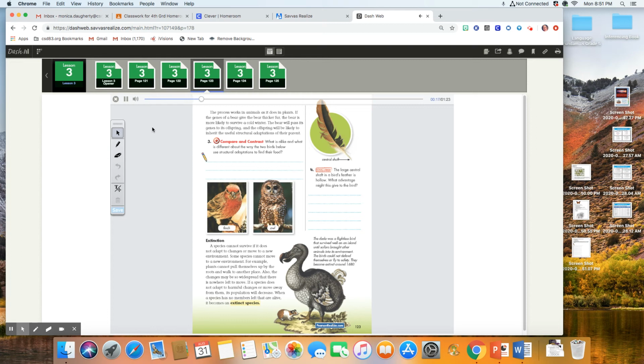3. Compare and contrast. What is alike and what is different about the way the 2 birds below use structural adaptations to find their food? Finch. Owl.